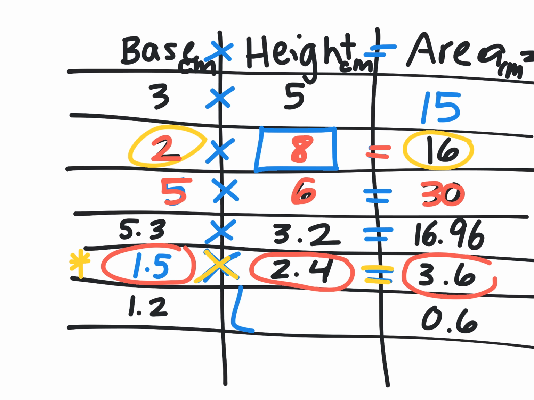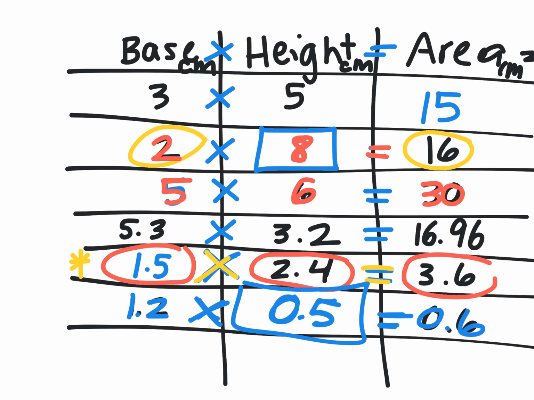For this question, again, base times something equals 0.6. So you're going to do the opposite. 0.6 divided by 1.2 equals 0.5. Okay? And go back and check. Is 1.2 times 0.5 equal to 0.6? Is that correct? Does it work?